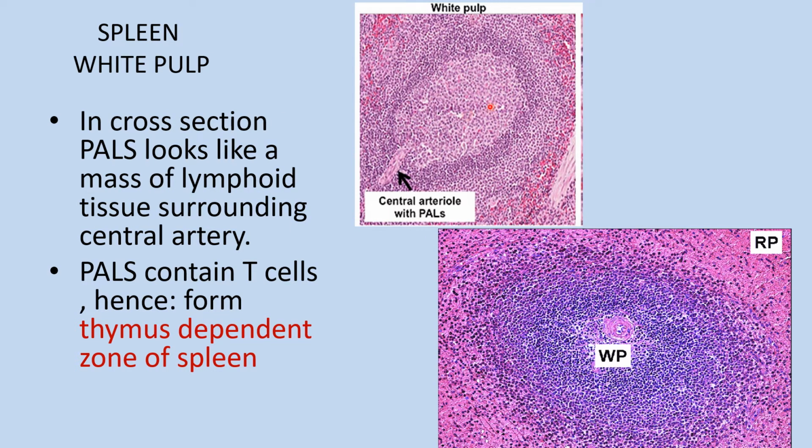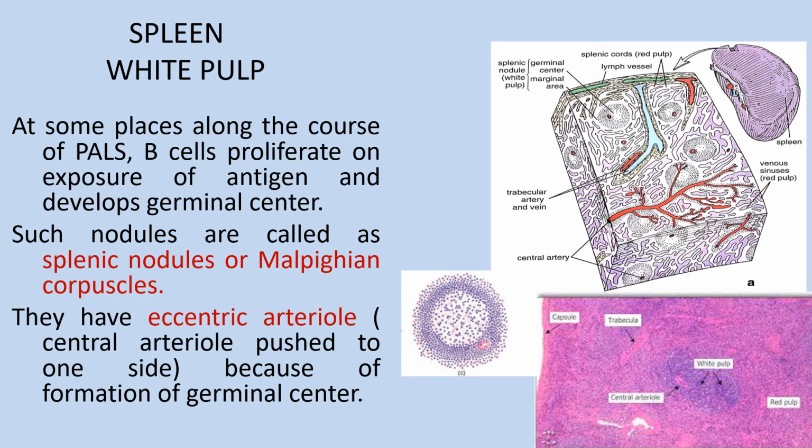In cross section, this periarterial lymphatic sheath looks like a mass of lymphoid tissue surrounding the central artery, and it contains T cells. Hence, it forms the thymus dependent zone of the spleen. At some places along the course of the periarterial lymphatic sheath, there is B cell proliferation on exposure to antigen, and a germinal center develops. The presence of this germinal center pushes the artery toward the periphery, so it is called the eccentric arteriole. Such nodules are called splenic nodules or Malpighian corpuscles.